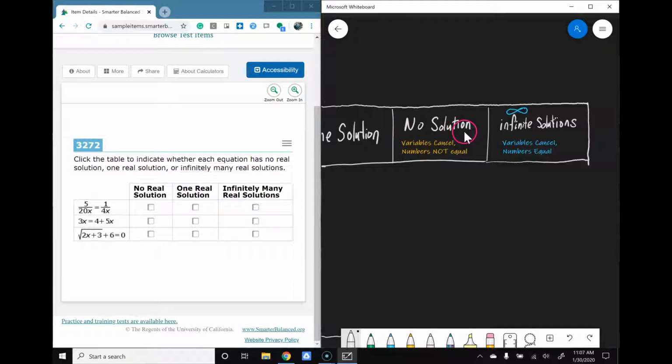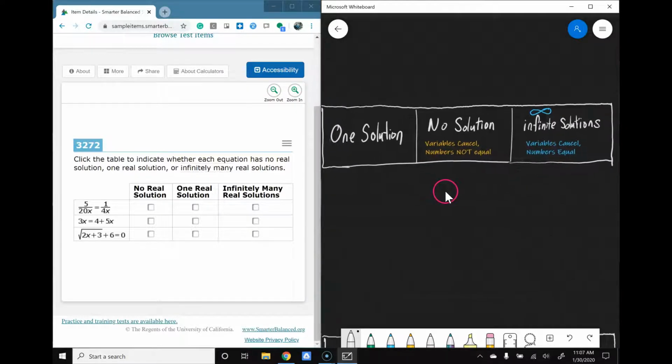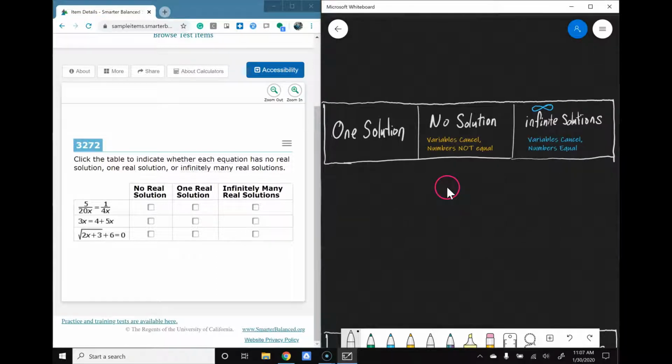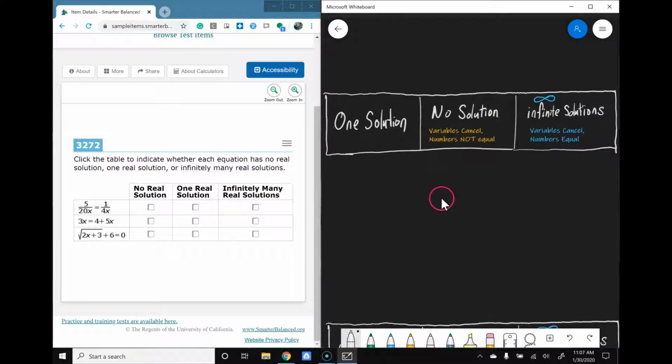No solution will occur when, while solving for the variable, our variables cancel and the numbers that remain are not equal. Infinite solutions, the variables cancel, however, the numbers that remain are equal. Those are the two special cases, no solution and infinite solution. In either of them, remember, the variables cancel. Let's go ahead and start solving this first equation.